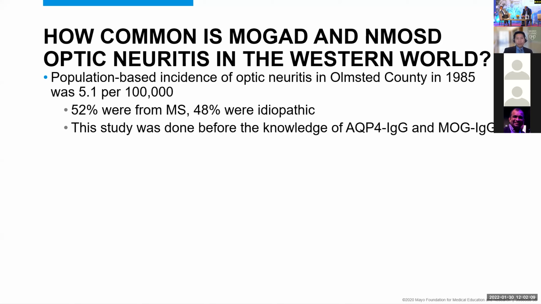So one of their questions is, you know, how common is MOGAD and NMO optic neuritis, at least in the Western world? A lot of the studies on the incidence of optic neuritis comes from studies at the Mayo Clinic, because we have something called the Rochester Epidemiology Project, where we're actually able to look at the population-based incidence of diseases in Olmsted County. And back in 1985, before we had OCT4, before we had MOG antibodies, it was determined that 52% of optic neuritis were from MS, the rest were idiopathic.